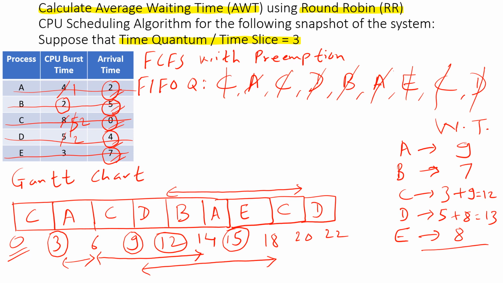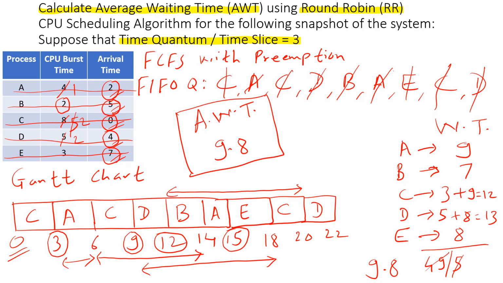Right? If we add all these values, those values happen to be 25 plus 8, 33, 33 plus 7, 40, 40 plus 9, 49. So this is the total wait time. If you divide it by the number of processes, it would be 9.8. So the average waiting time for round robin for this example happens to be 9.8. Okay, I hope you have understood this. Thank you.